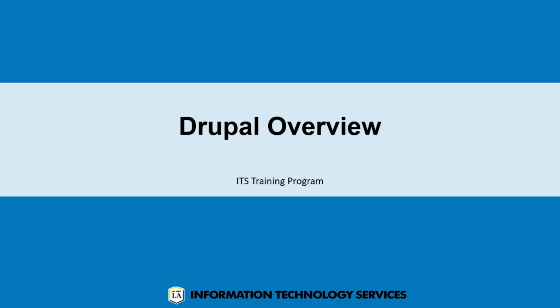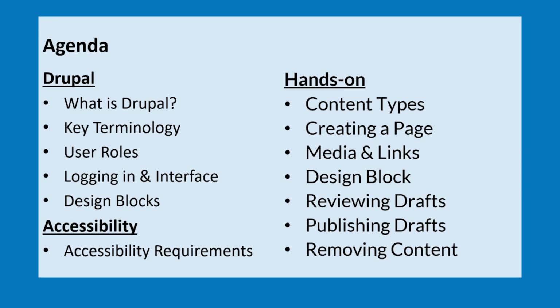So let's start with the agenda that we have for today. We're going to talk about what is Drupal, its key terminologies, different user roles that we have on Drupal, logging in, an interface, design blocks, and under accessibility, we're going to talk about accessibility requirements. And in the hands-on section, we're going to cover content types, creating a page, media and links, design blocks, reviewing drafts, publishing drafts, and removing content.